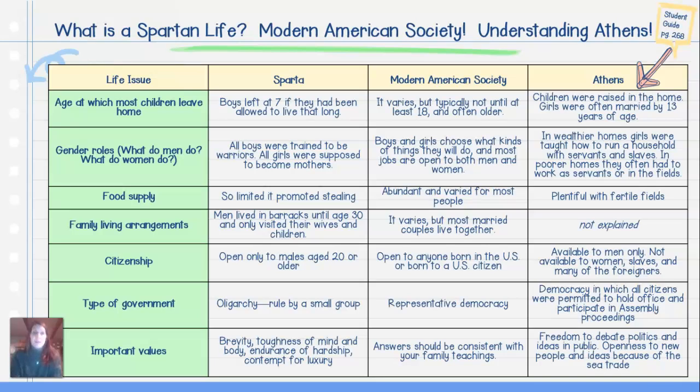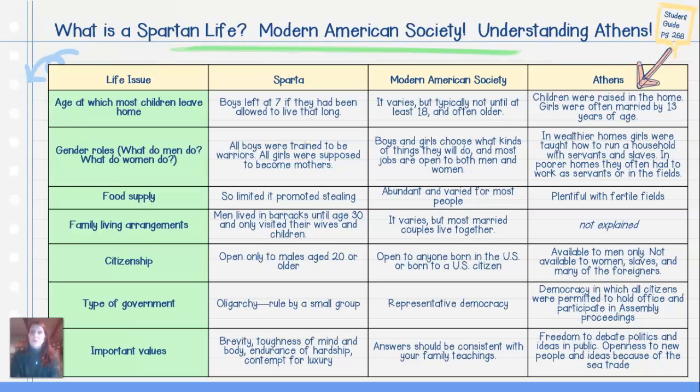had many, many limitations. Types of government, democracy in which all citizens were permitted to hold office and participate in assembly proceedings. And again, when we're talking about all citizens, we're talking men only, because at that point, citizenship was only available to men. Important values, freedom to debate politics and ideas in public, openness to new people and ideas because of the sea trade.